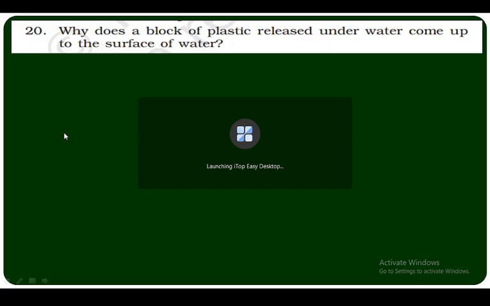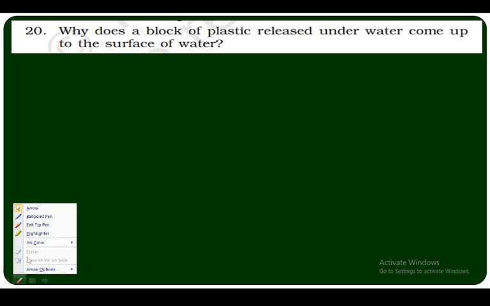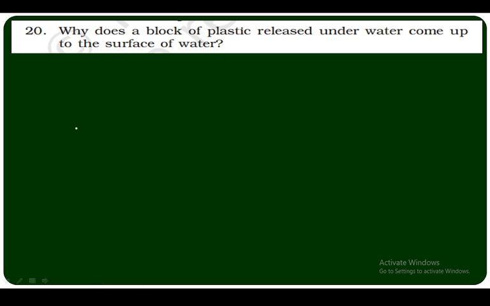Now, today we will solve question number 20 of the chapter Gravitation of class 9. The question is, why does a block of plastic released under water come up to the surface of water? We can answer this question in this way.